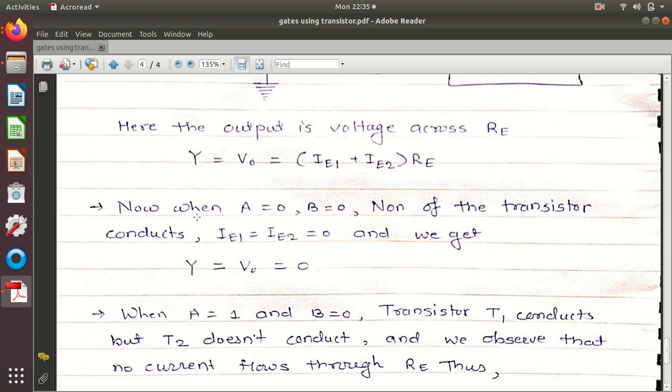So, when A equals 0 and B equals 0, when both of the inputs are 0, then in this case, both of the transistors act as open switches. None of them conducts heavily. That means the current flowing through the circuit is 0. So IE1 will be 0, IE2 will also be 0, and we will get Y, our output, equal to 0.